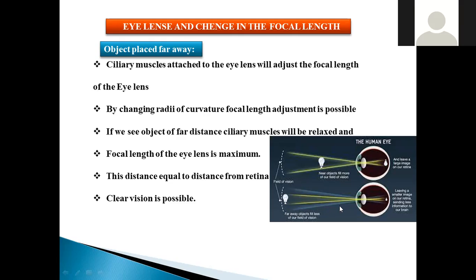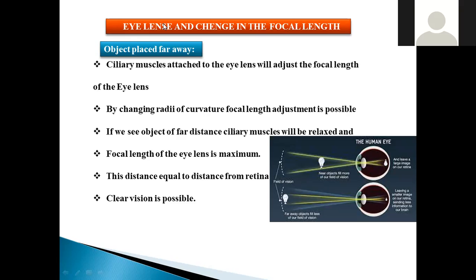So in this case the focal length will be maximum, and the distance is equal to the distance from the retina. Whatever focal length we are getting from the outside object is exactly similar to the focal length of the eye lens from the retina. In that case clear vision is possible. So this focal length is nothing but the distance between the object and the eye lens, which should be equal to the distance from the eye lens to the retina. If those distances coincide with each other, clear vision is possible to us.